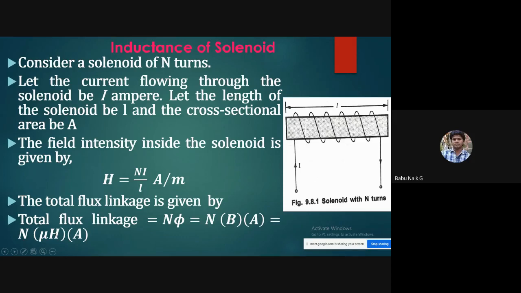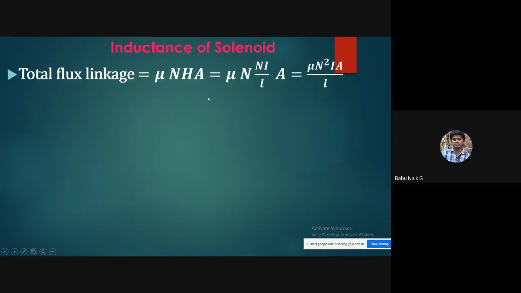Which you can write in terms of the magnetic field intensity, because we already calculated the magnetic field intensity here. So you can write it as mu, the permeability, times the magnetic field intensity, which is n turns over length times current I, and then the area. Substituting this value, we get mu n I over L times A, which is the area of the complete solenoid, giving mu n square I into A by L.